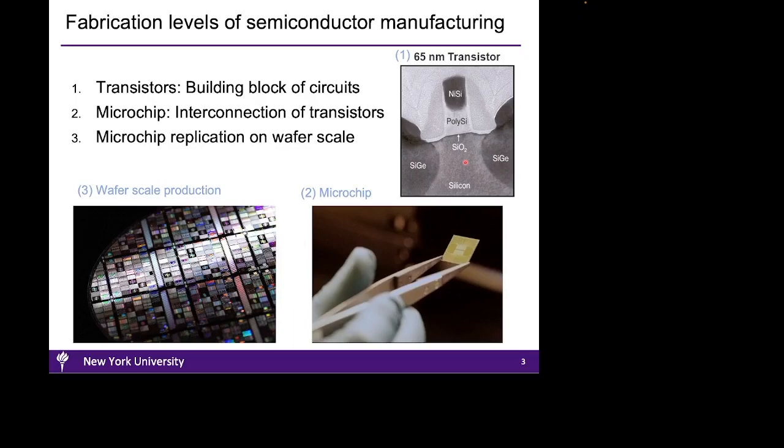As the next integration levels, microchips are formed by connecting individual transistors using metal lines. Lastly, semiconductor manufacturing allows these microchips to be replicated across a substrate. As a result, multiple copies of the same microchip are produced at once in a substrate. This capability is a hallmark of semiconductor manufacturing in driving down the cost of electronics.